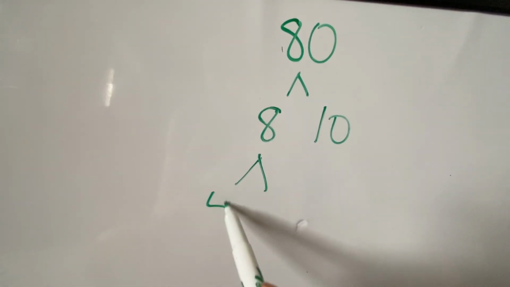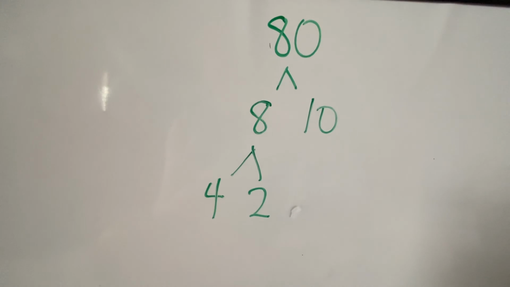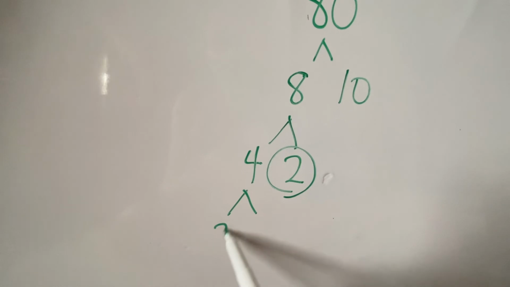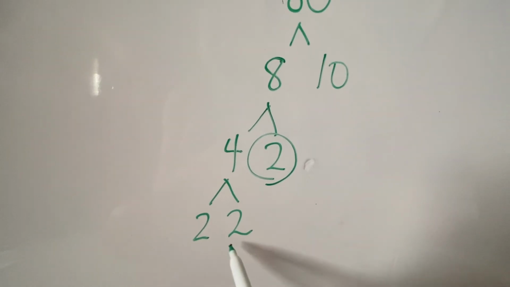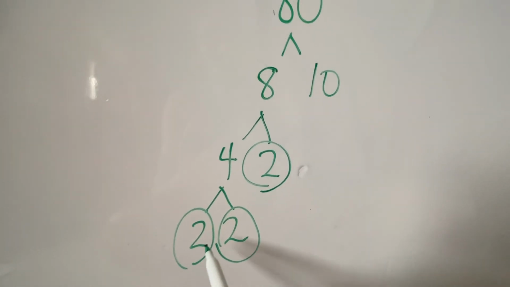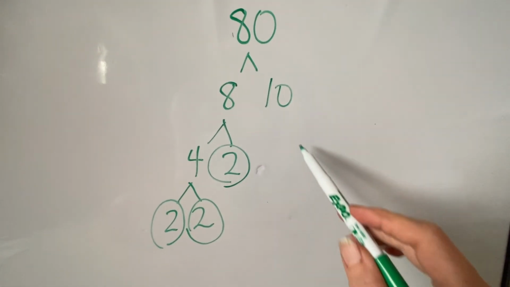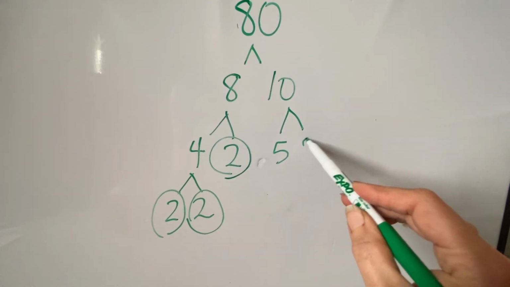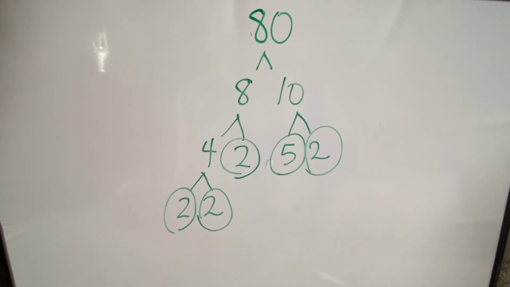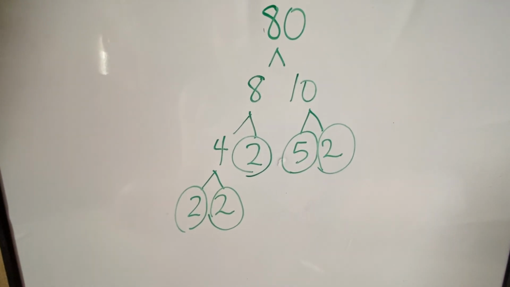So we're going to say this is 4 and 2. 4 times 2 is 8. The only number that's prime, though, is 2, so we're going to circle it. 4 is 2 times 2. Those are prime. So now we have three 2's that are prime. And if you see here, 2 times 2 times 2 is 8. That's that little branch of this tree. Then 10 is 5 and 2. This is prime, and this is prime. So now we can't go any further. We can't make any more little branches to our tree.